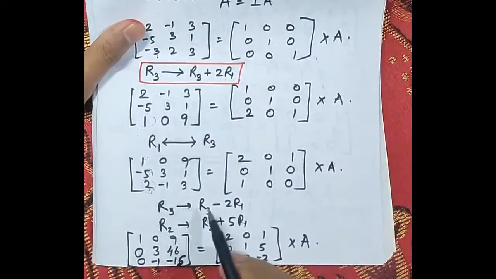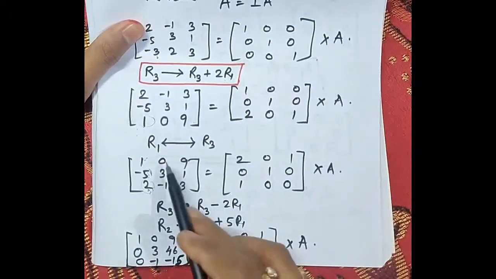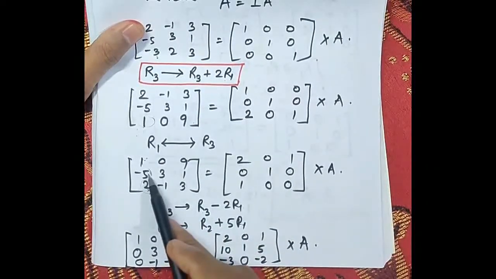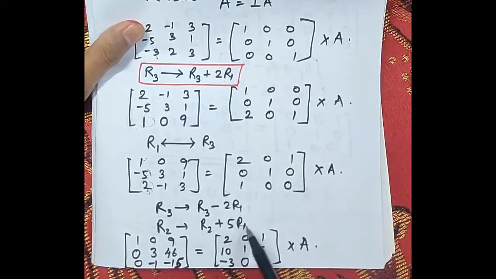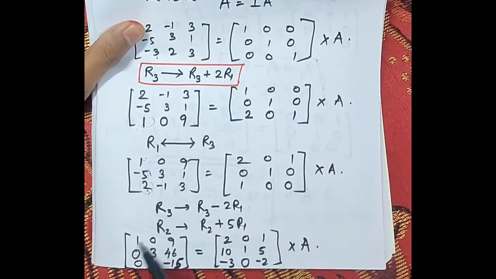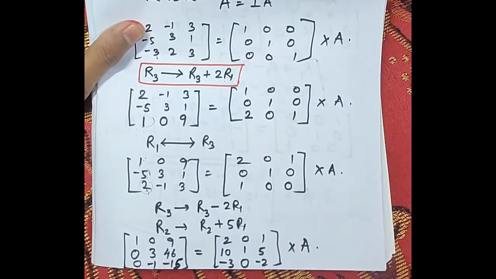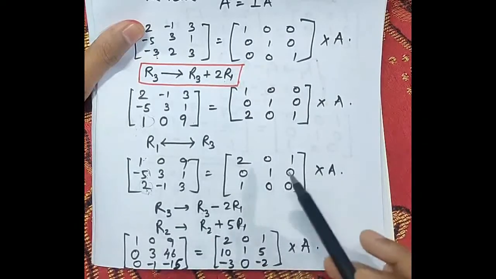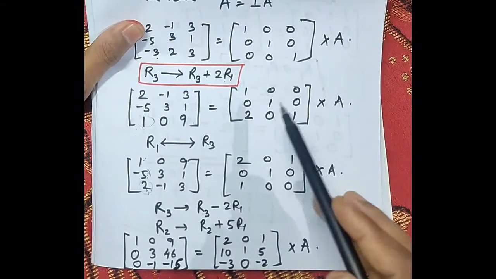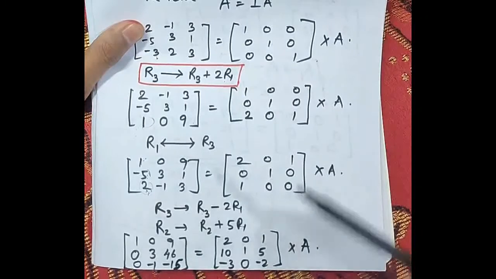R3 we are changing by R3 minus 2R1. R2 we are changing to R2 plus 5R1. So applying this, we are getting this. And whatever operation we are doing in the LHS, the same operation we have to perform in the RHS over this identity matrix. So by doing this, we are getting this.